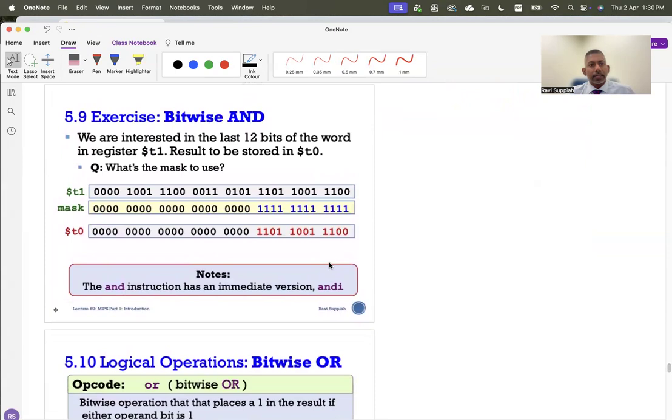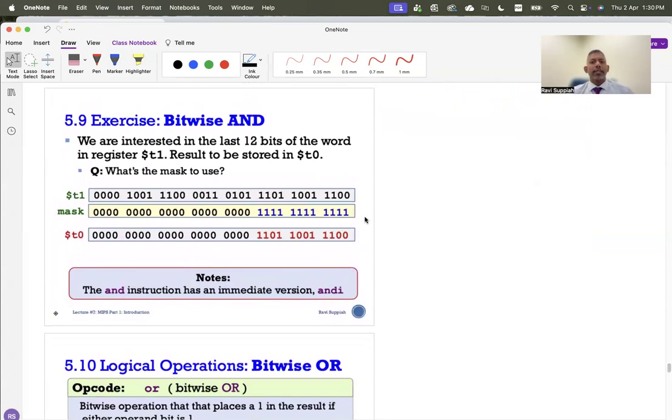Again, this is another example where I want to retain the last 12 bits. So in this case, I keep only the last 12 bits as 1 and all the rest will be set as 0 for the mask.